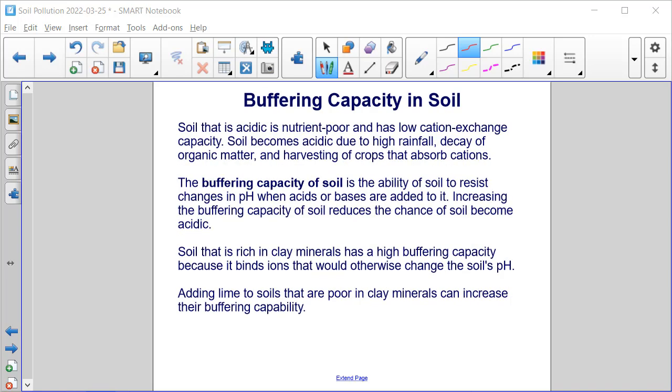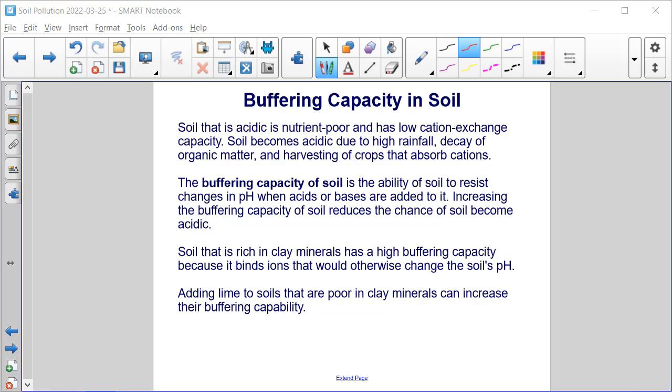Buffering capacity in soil. Soil that is acidic is nutrient poor and has low cation exchange capacity. Soil becomes acidic due to high rainfall, decay of organic matter, and harvesting of crops that absorb cations. The buffering capacity of soil is the ability of soil to resist changes in pH when acids or bases are added to it. Increasing the buffering capacity of soil reduces the chance of soil becoming acidic.